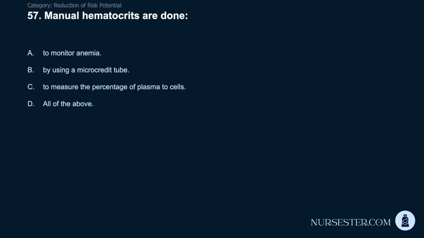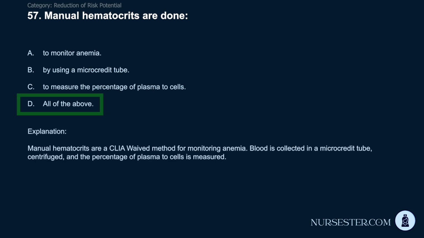57. Manual hematocrits are done A. To monitor anemia. B. By using a microhematocrit tube. C. To measure the percentage of plasma to cells. D. All of the above. Correct answer, D. All of the above. Manual hematocrits are a CLIA waived method for monitoring anemia. Blood is collected in a microhematocrit tube, centrifuged, and the percentage of plasma to cells is measured.